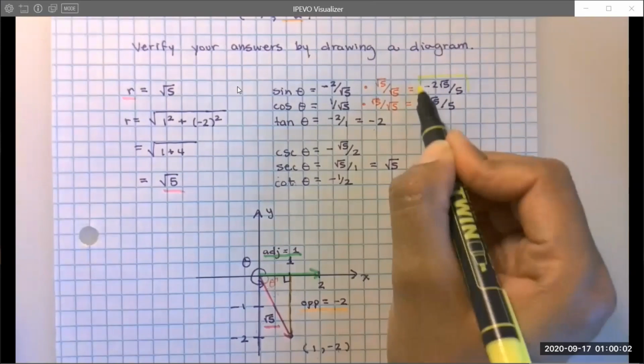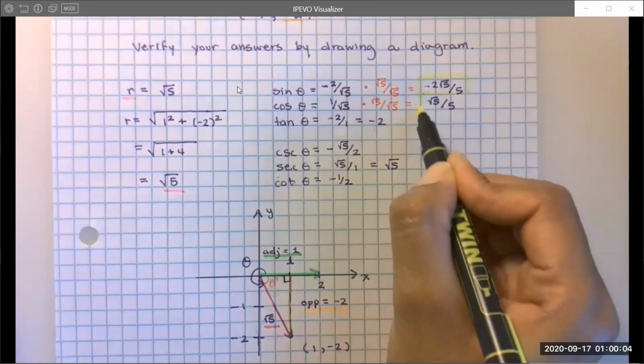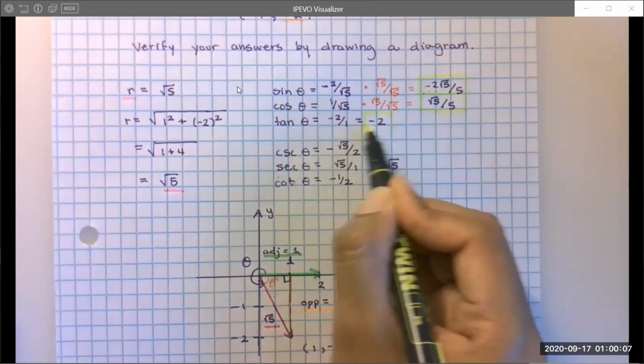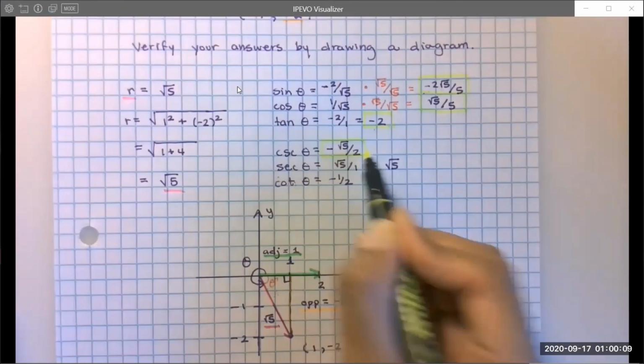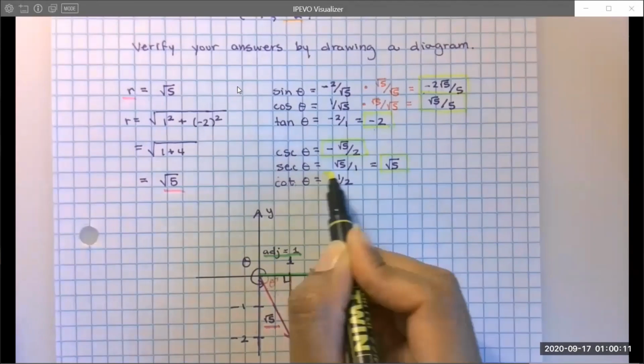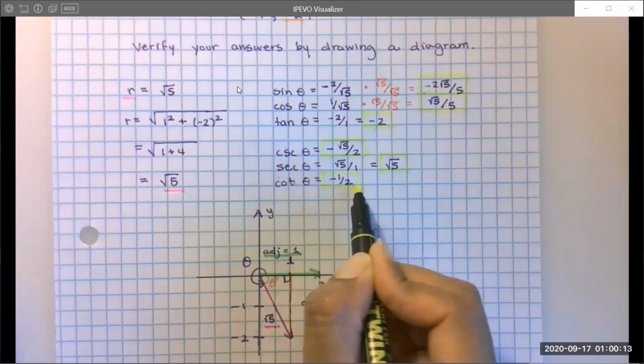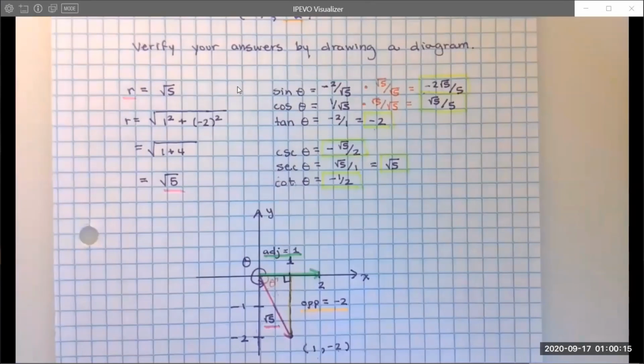And let me just box my answers because I didn't do that for this problem, just to clearly identify what the final result is. Okay. So let's move on to page 3 then.